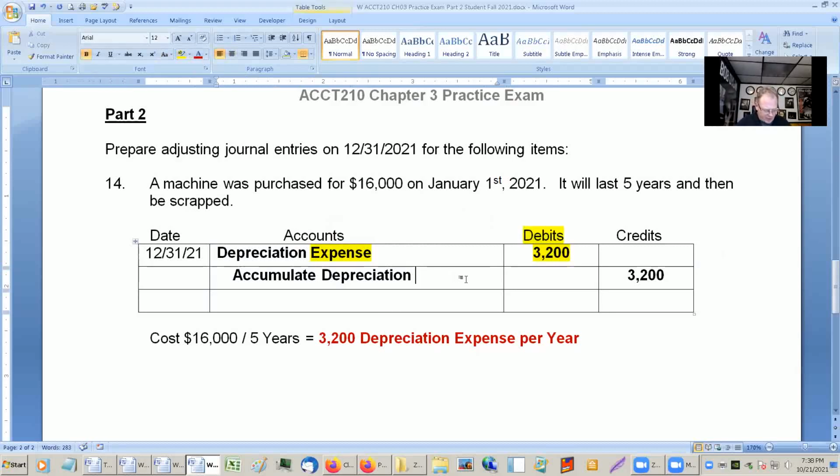Accumulated depreciation is a contra account. You don't need to put this in, but it goes against whatever's in the machine account or the equipment account.